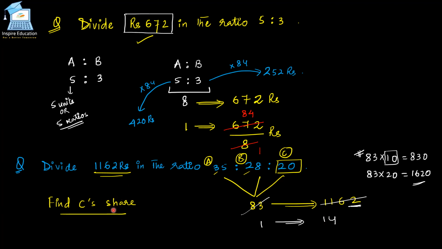So now let's find out C's share. The share of C will be 20. 20 is the fake value. To convert it into the original value, we need to multiply it by 14. So this will be 280. I'm not finding the other ratios. This is very easy to find. You can multiply directly, 14 into 35, 28 into 14. This is very simple. So Arshad sir has also given the answer, so you can see that.